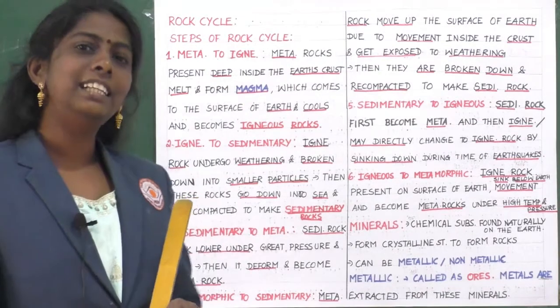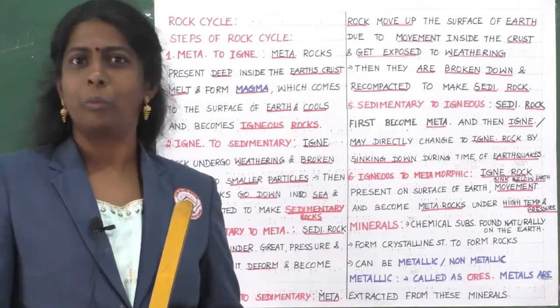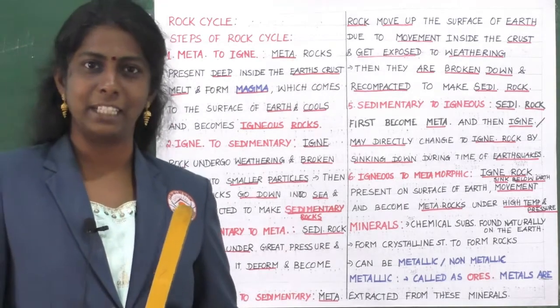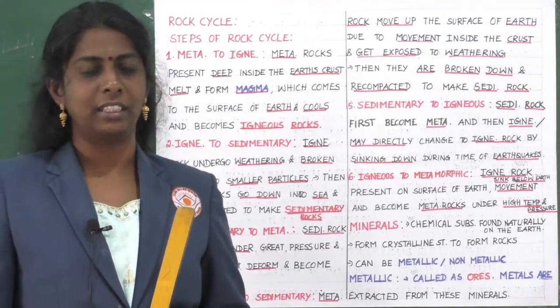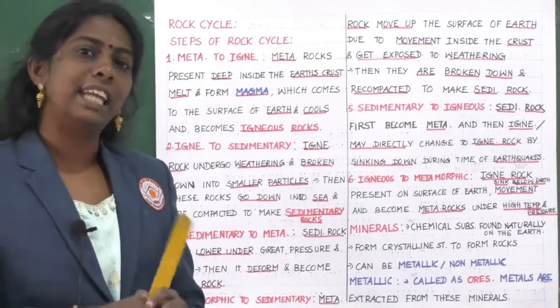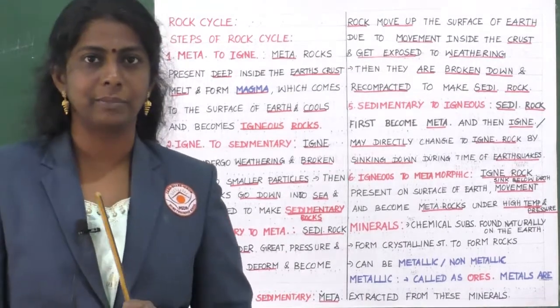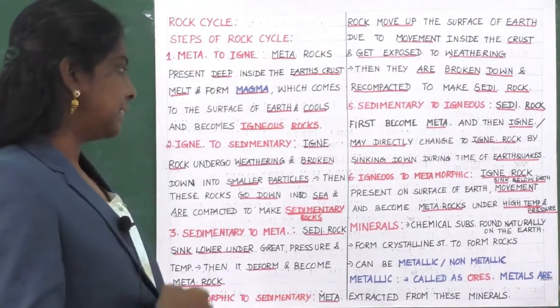Yes, children, till now we have learned different types of rocks. Is it not? What are they? Igneous, sedimentary and metamorphic rocks. Is it not? Yes. Now, let us move to the second part of the chapter, that is minerals. Minerals. Okay. So, what do you mean by minerals?